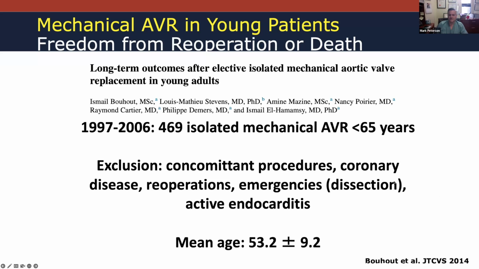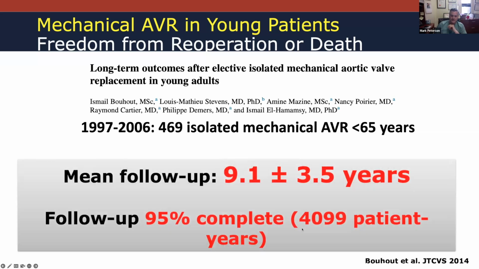So here's a paper from the Montreal Heart Institute. They looked at 469 patients, young patients, less than 65, who underwent isolated aortic valve replacement with a mechanical valve, and they excluded anybody who was getting concomitant operations such as coronary bypass. They excluded reoperations, they excluded emergencies, they excluded endocarditis, and the average age was 53. So the point is that this is pure elective young patients without comorbidities having surgery to replace their aortic valve. Follow-up was 9 years, 95% complete.